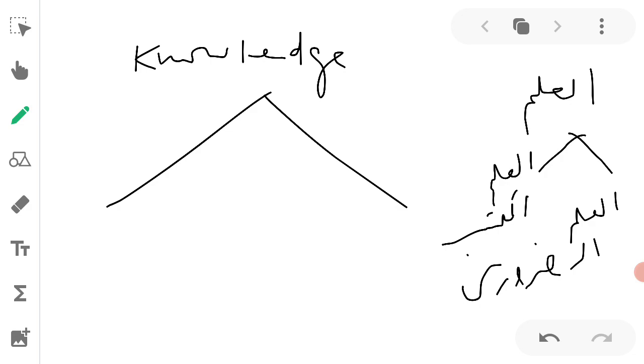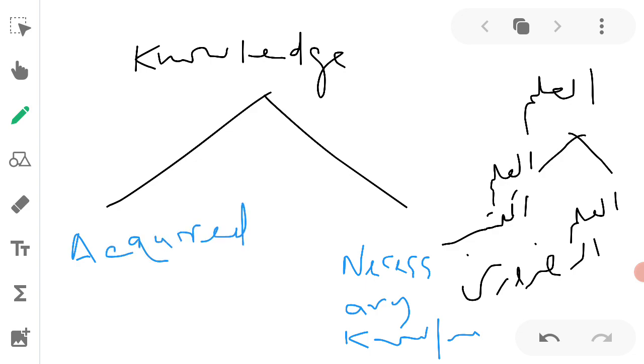So ilm al-daruri in English would be necessary knowledge or necessary proposition, and ilm al-muktasab will be acquired knowledge. We'll look at some other synonyms of these which are used in both usul fiqh and in mantiq. But let us look at the definition of ilm al-daruri, and their definitions are opposite of each other.